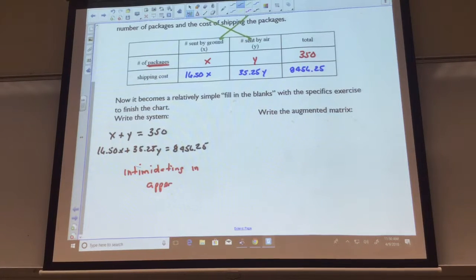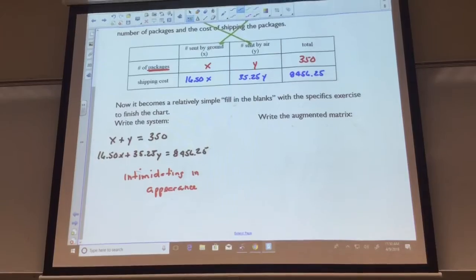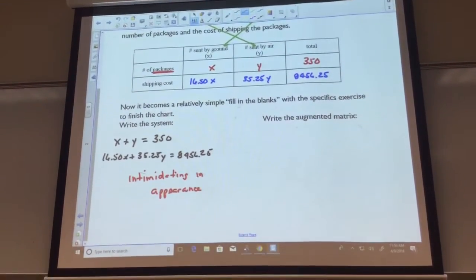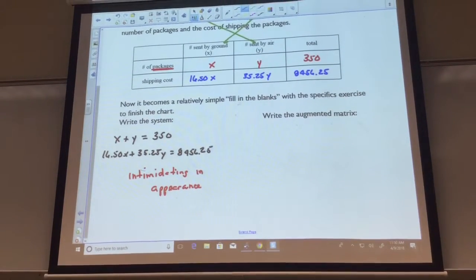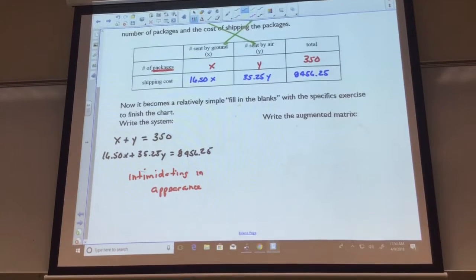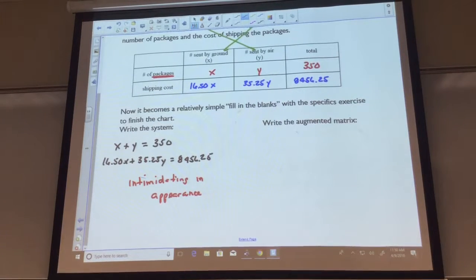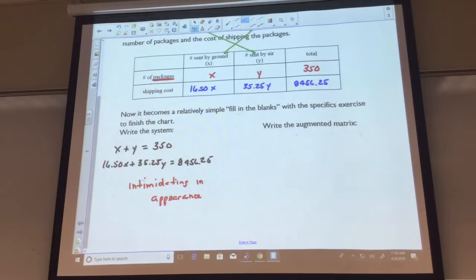Would that be a fair assessment of how you are feeling about that particular system? Does that look intimidating in terms of a system? Does it look like it's going to be difficult to solve? We could, right? We can solve it by substitution, or we can solve it by elimination, but the sheer numbers are a little bit frightening, aren't they? So the abbreviation of every system is an augmented matrix.